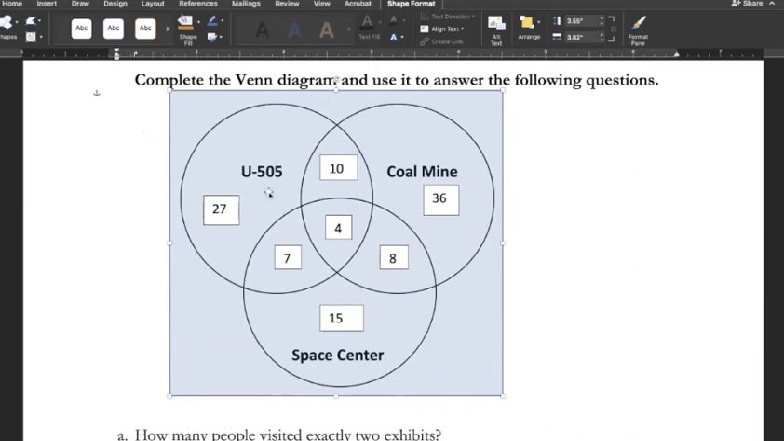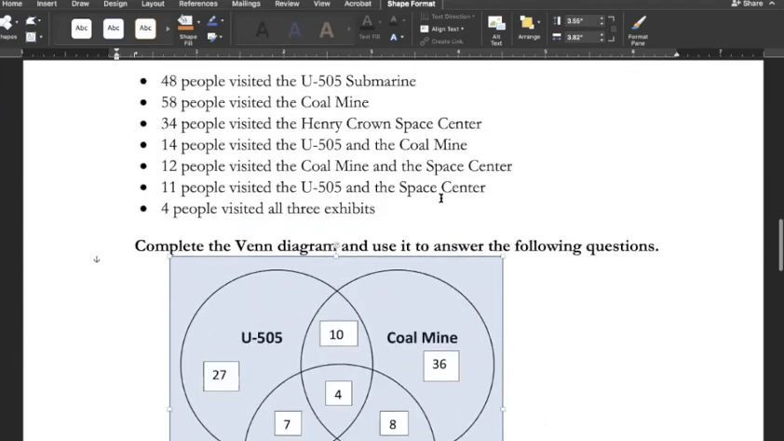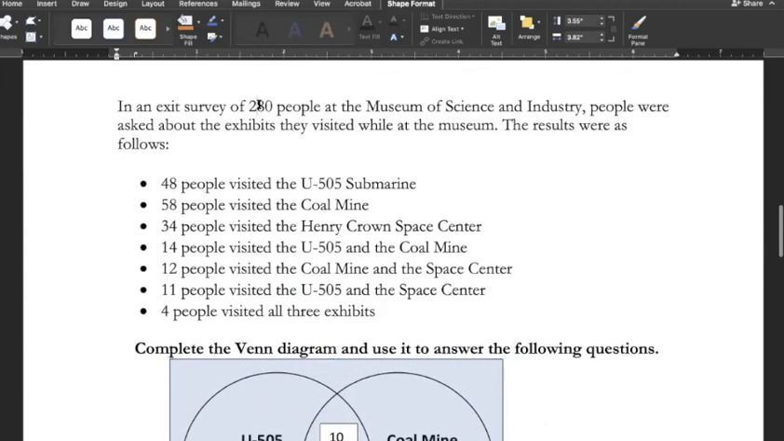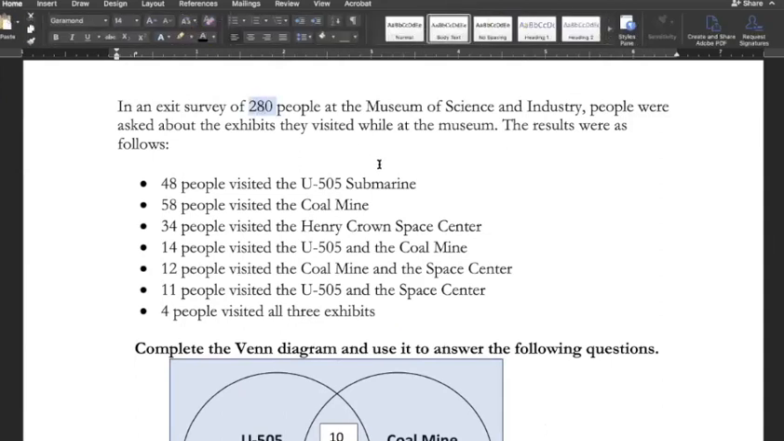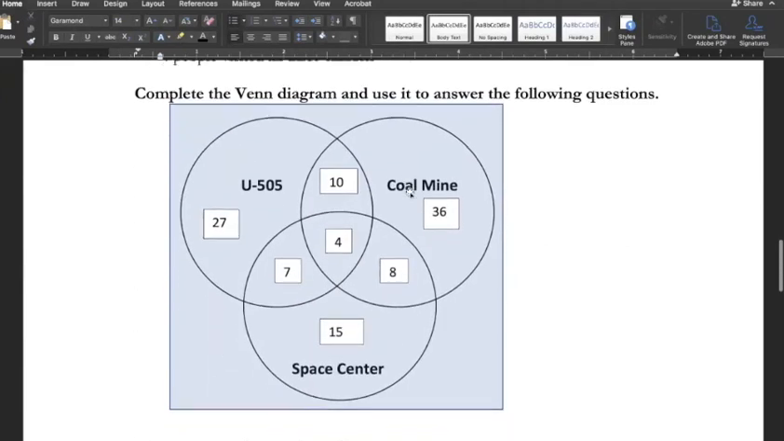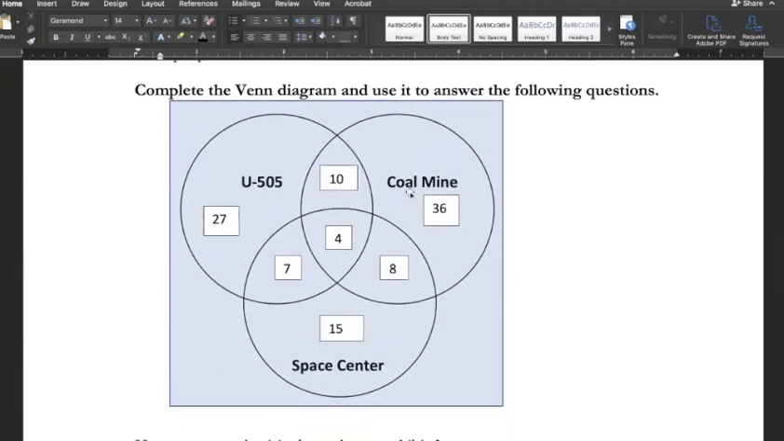Because if you add together all of these numbers, if you had 27 and 10 and 4 and 7 and 15 and 8 and 36, it is not going to add up to the 280 people that were at the Museum of Science and Industry. Okay? So did we make a mistake? No, we did not make a mistake because believe it or not, there are people who went to the museum, but they did not visit any of those 3 exhibits.